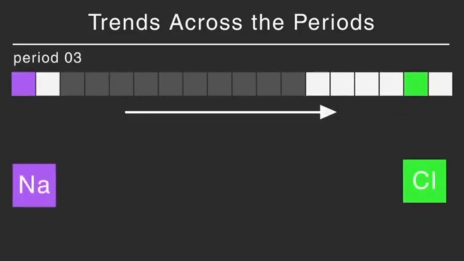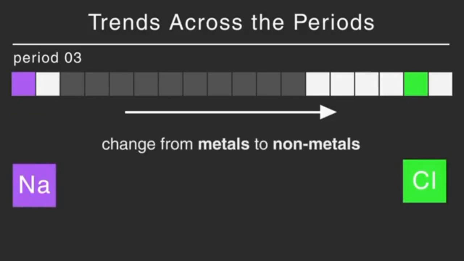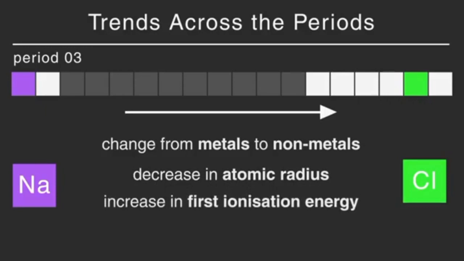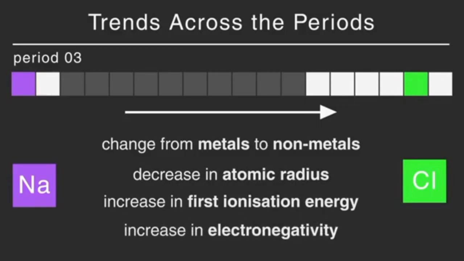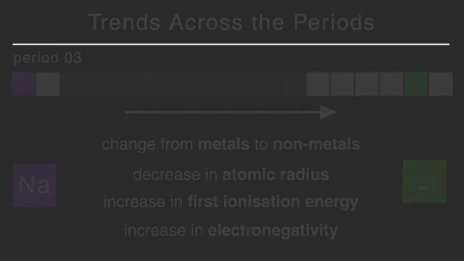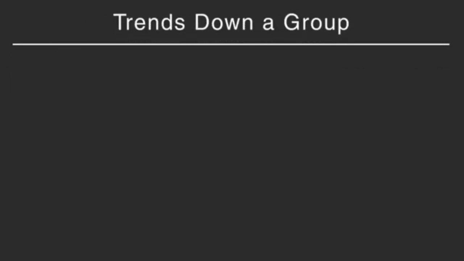What do you notice? First of all, elements change from metals to non-metals. Also note that there is a decrease in atomic radius. This is because more protons are in the nucleus, which pull the electrons closer in. There is also an increase in first ionization energy, which is the energy needed to remove the outermost electron, and an increase in electronegativity, which means the attraction of a bonded atom for the pair of electrons in a covalent bond.